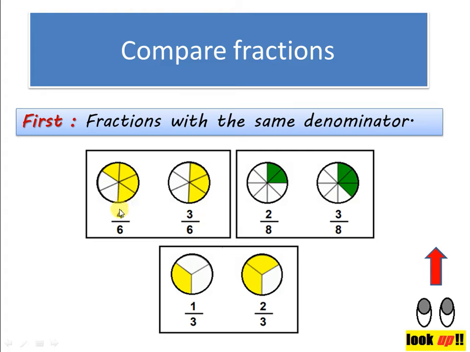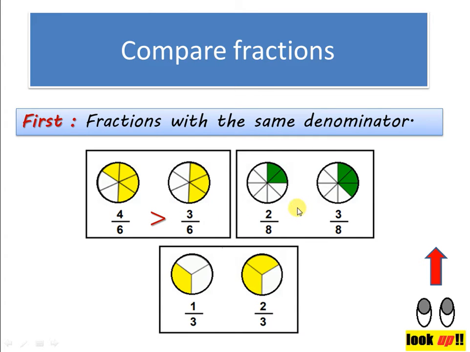In this case, we have here 4 colored parts. However, in the other fraction, we have 3 colored parts, which are the same size, but the number of colored parts is different. So which one is bigger, 4 or 3? Of course, in this case, 4 will be bigger than 3.